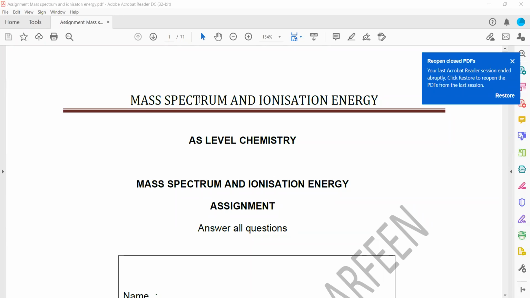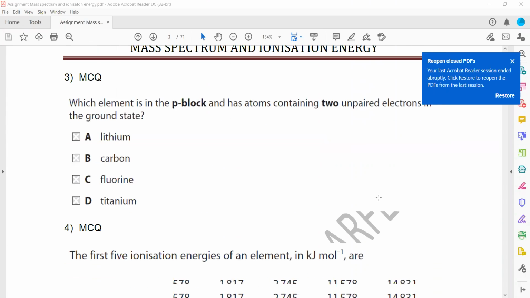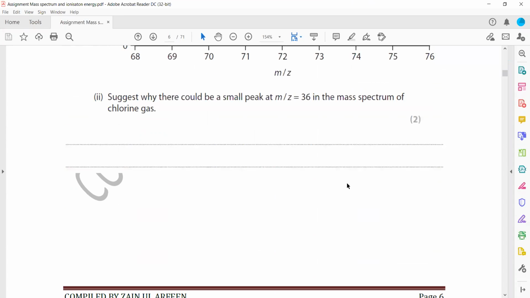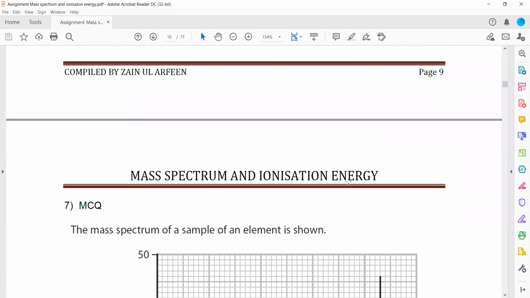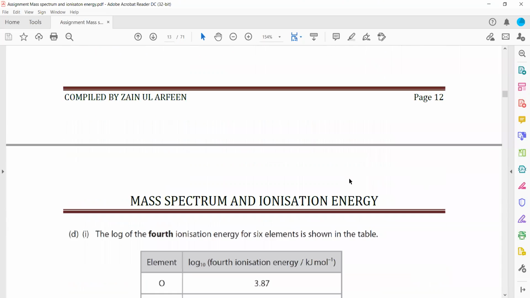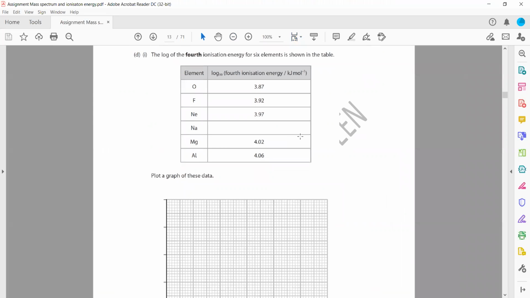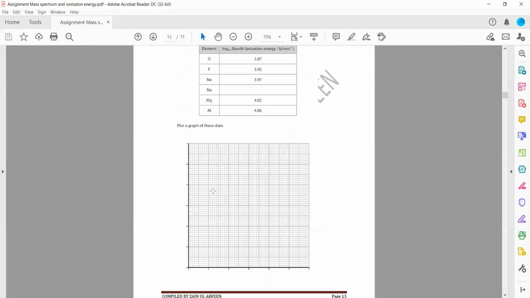So this session is mainly related to the doubts related to topic 2, which is about the mass spectrometer and ionization energy. The first one is question 11D. This is 11D, the log of fourth ionization energy of 6 elements shown. It means we took the log value, and the ionization energies are shown. We have to plot a graph.